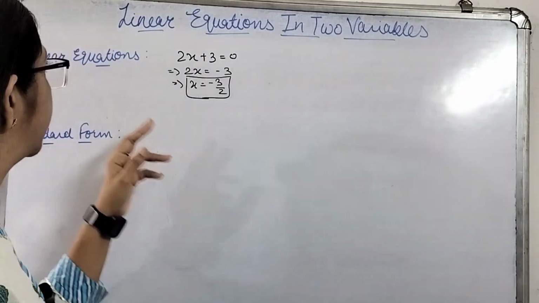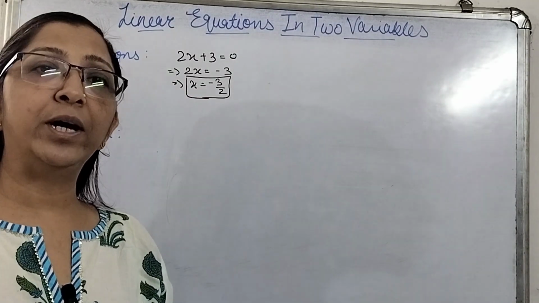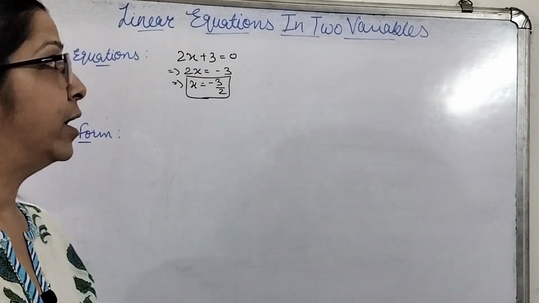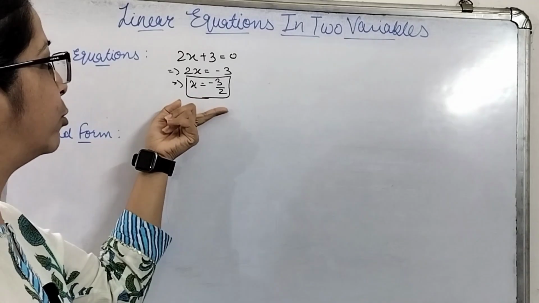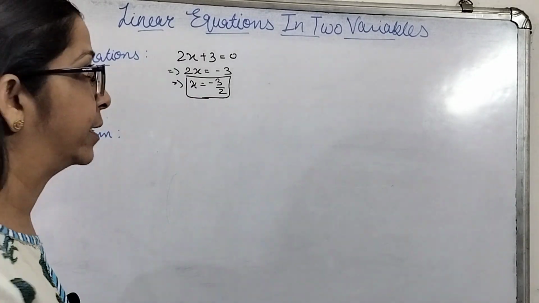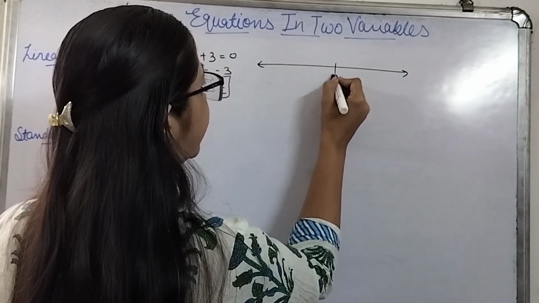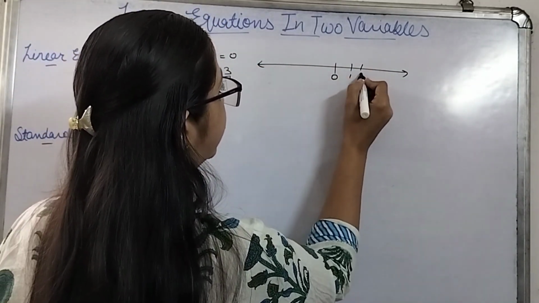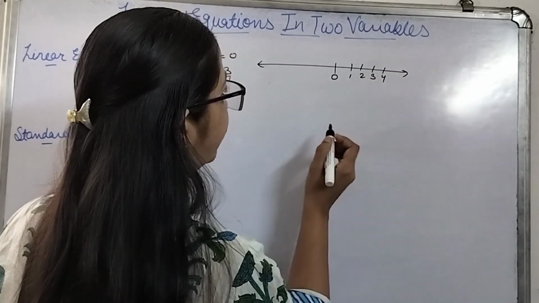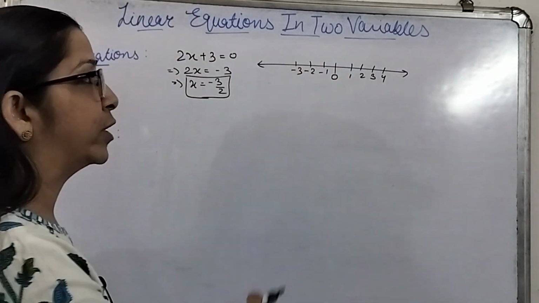That simply means we can say that a linear equation in one variable has only one root, a unique root. And we have already learnt how to represent these numbers or these roots on the number line. So this is your number line. In the center we have 0. In the right hand side we have the positive numbers. In the left hand side we have the negative numbers at unit distance.